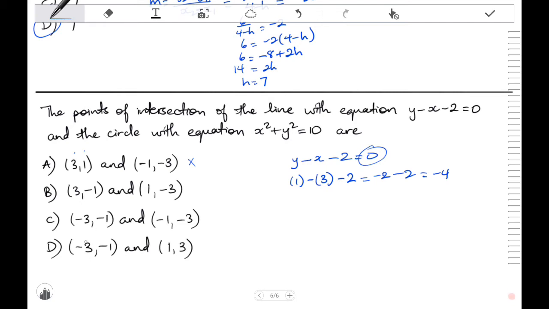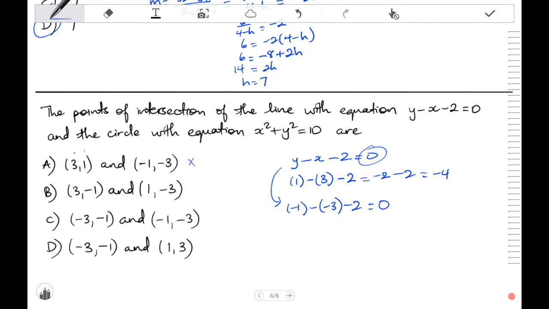Let's look at the options. Maybe minus 3 and minus 1 might work because I have two options like that. Let's see. So using the same equation again, minus 1 minus 3 minus 2. Let's see if that gives me 0. If it gives me 0, then it would be one of the answers. So minus 1 minus 3 is minus 1 plus 3, which is 2. Take away 2, 0. So therefore it satisfies that equation, right?